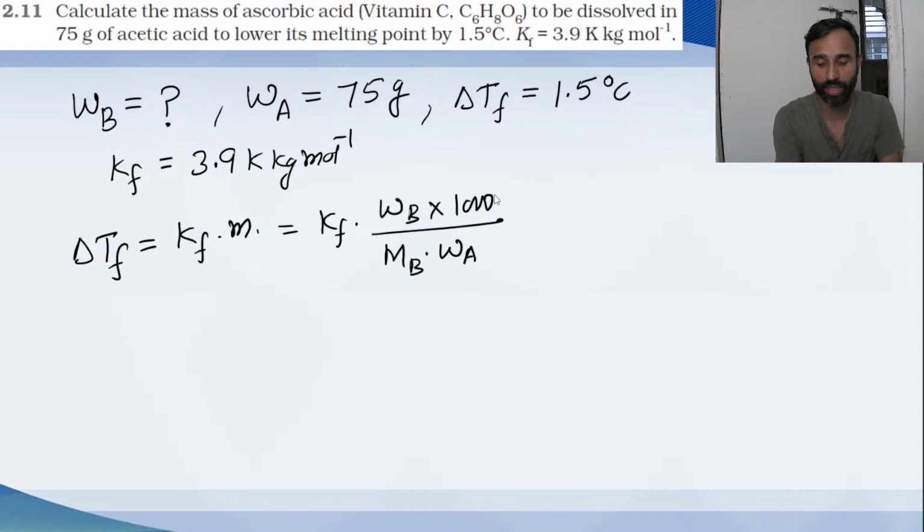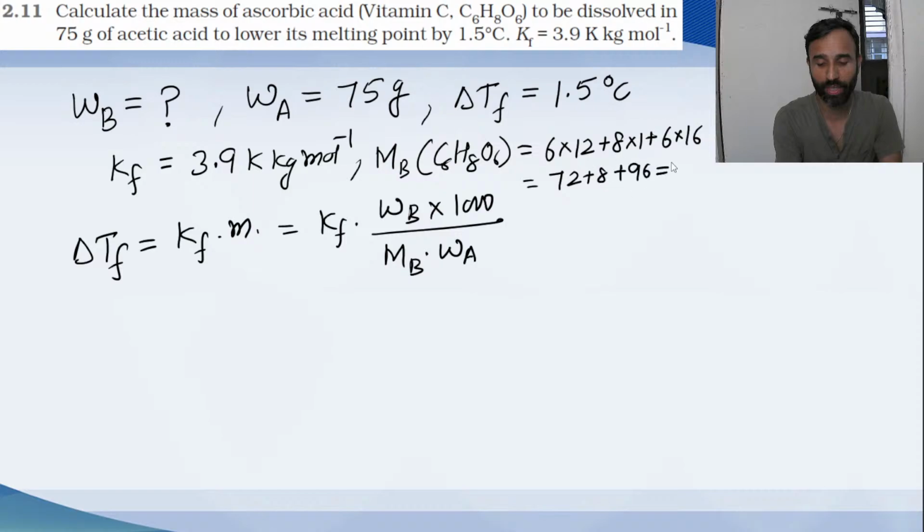Now just put the values. WB we have to calculate. WA is given to us. Now MB. MB is the molar mass of ascorbic acid. That is 6 into 12, 8 into 1, 6 into 16, is 72 plus 8 plus 96 is 176 gram per mole.